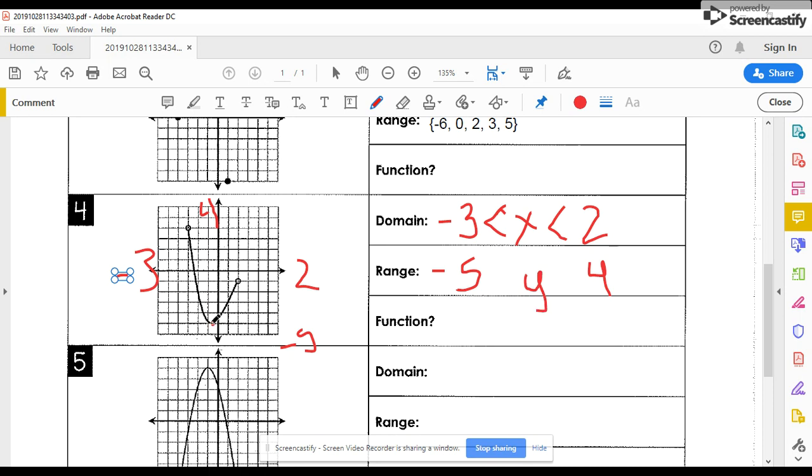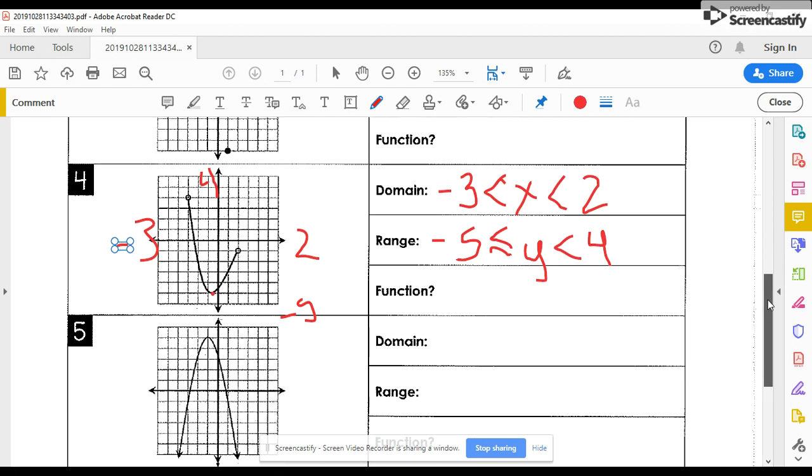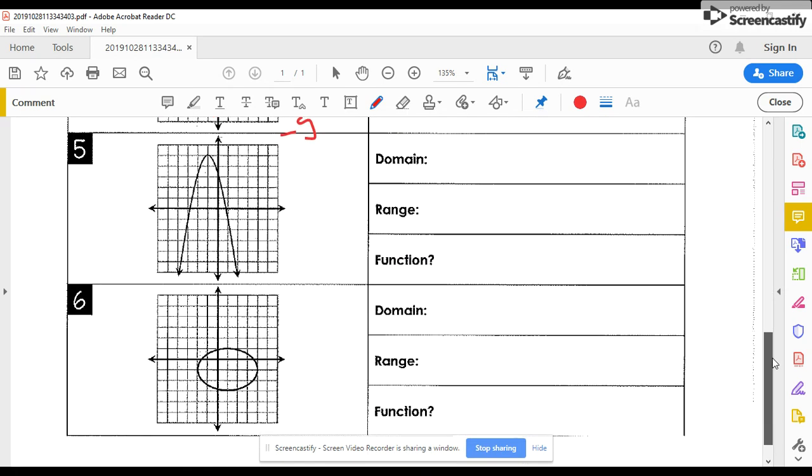And then we have to think about whether it can equal -5. And it can. There's not an open circle down here. It actually passes through -5. So -5 is going to be the smallest, but y can be equal to it. And then 4 is an open circle, so y just has to be smaller than 4. And that's it.